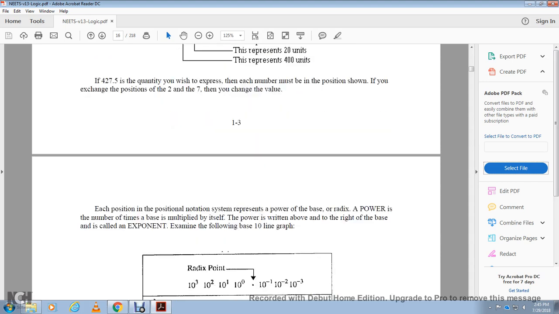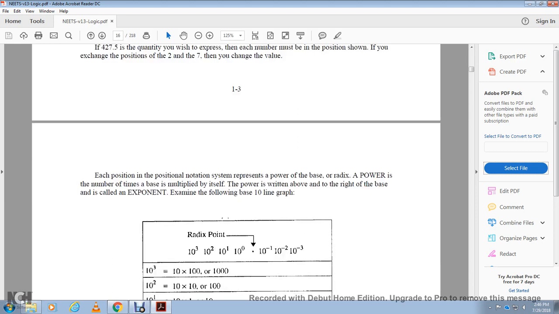Each positional notation represents a power of the base or radix. A power is the number of times the base is multiplied by itself. The power is written at the top right of the base and is called the exponent. Examine the following base 10 chart: 10 to the third, 10 to the second, 10 to the first, 10 to the zero, and 10 to the negative powers after the radix point.